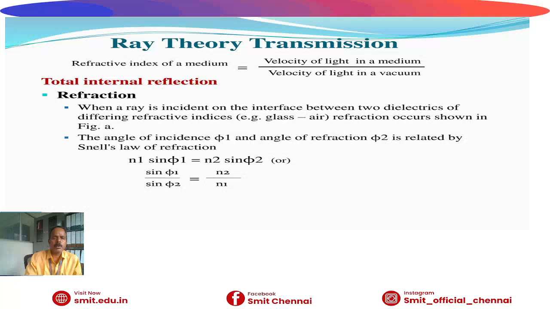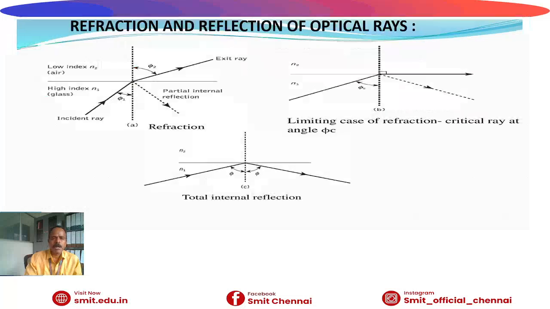In order to have total internal reflection, we have to satisfy two criteria. The first one: it should travel from a high refractive index medium to a low refractive index medium. The second condition: the angle of incidence should always be greater than the critical angle. If you satisfy these two conditions, then only the propagation path will be total internal reflection in nature. Otherwise, it will be refracted out or diffracted out.